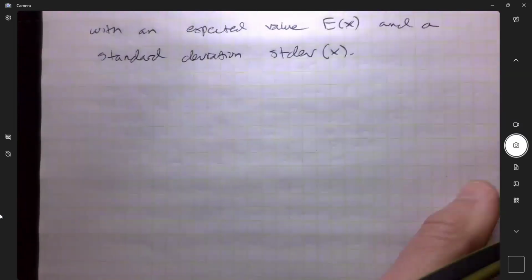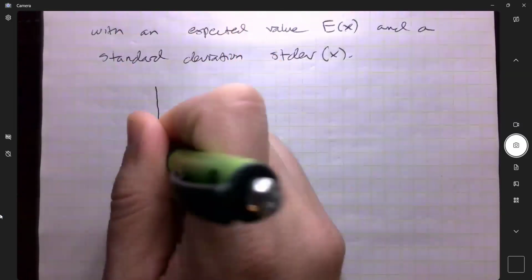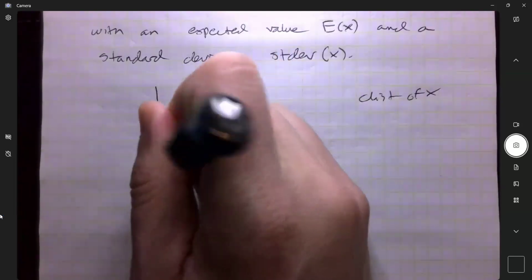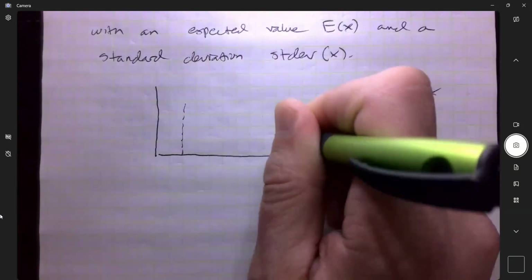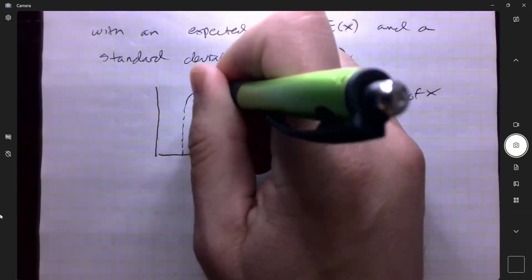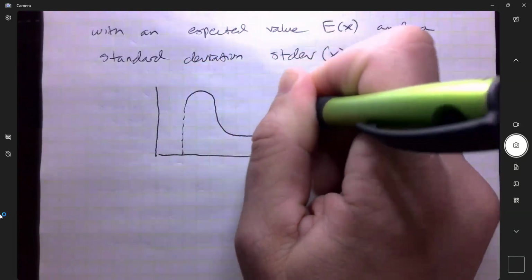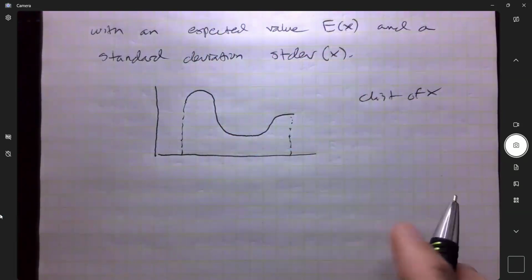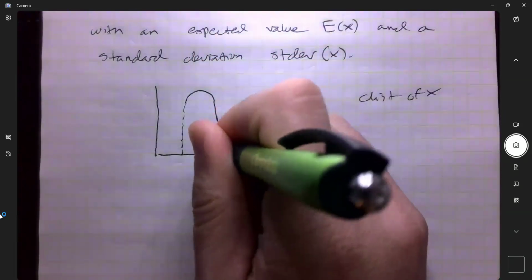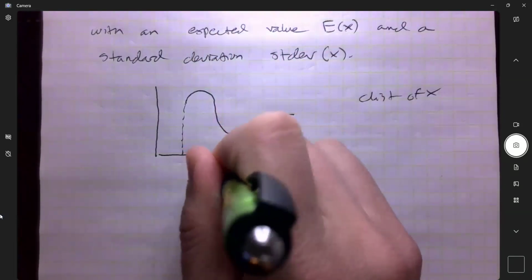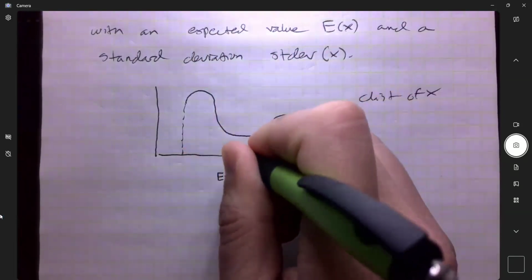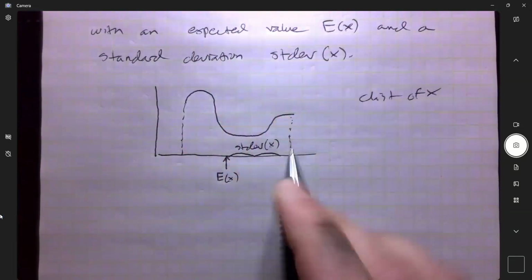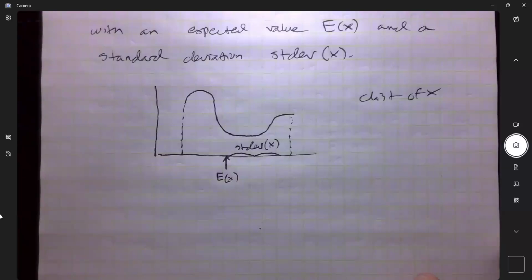I'll draw the picture. Here's my distribution of X. I'm not going to worry about the numbers right now, but let's say it looks like that. It's not normal, but it's a random variable, so there's an expected value, let's say right here, and there is some kind of standard deviation. It just doesn't tell me probabilities quite so easily.